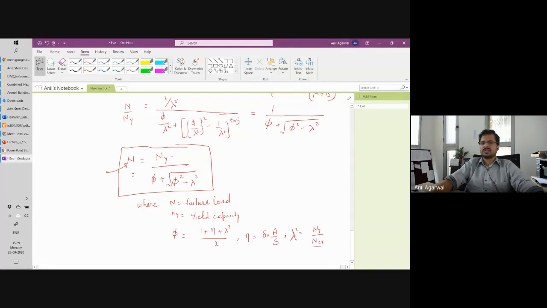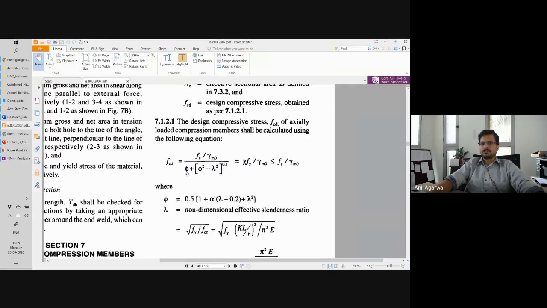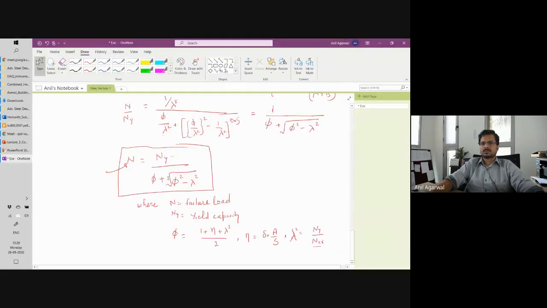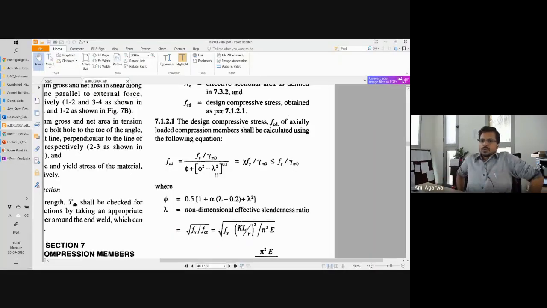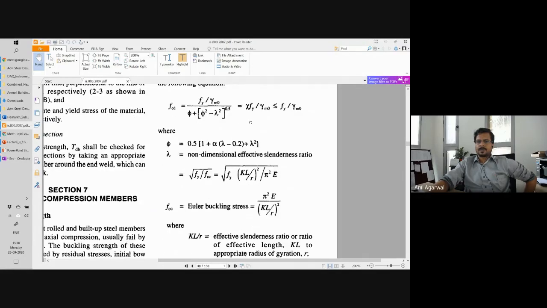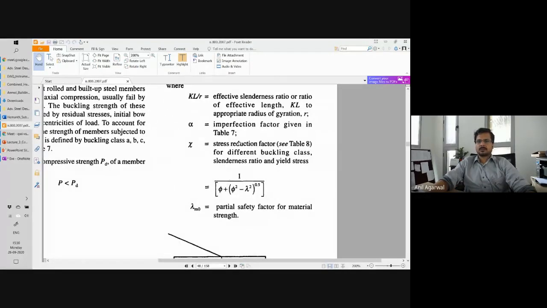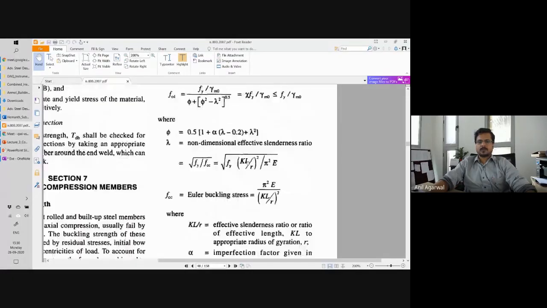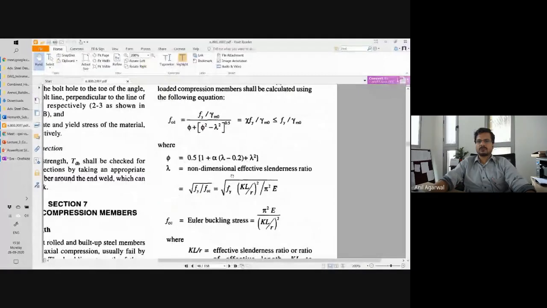So similarly, if you divide by A, the area of the cross section, on both sides, you will get F design is equal to Fy divided by phi plus square root of phi square minus lambda square. These are the same expressions that we have shown, and this entire expression, 1 divided by phi plus square root of phi square minus lambda square, is also known as chi. This factor chi is the stress reduction factor that we are getting because of imperfections.